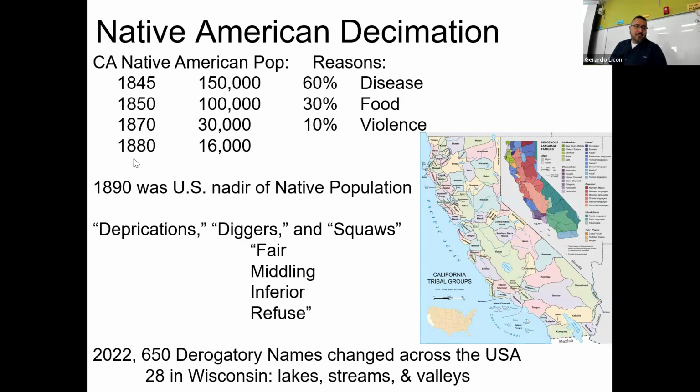And within 10 years of this, by 1890, that was the low point of the Native American population in the US. So we've never had fewer Native Americans in the United States than in 1890. And that's also similar to the rest of Latin America, by the way, where around 1880, 1890, they reached their lowest point. So since 1890, the Native American population has been growing.